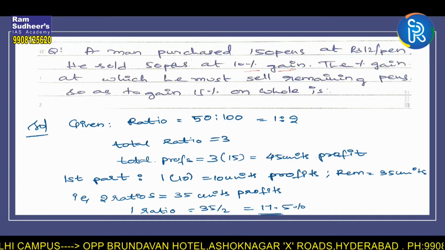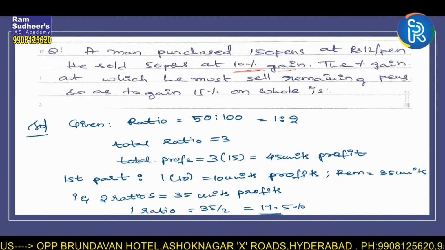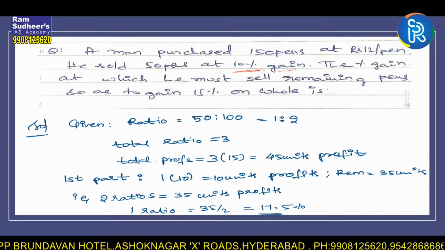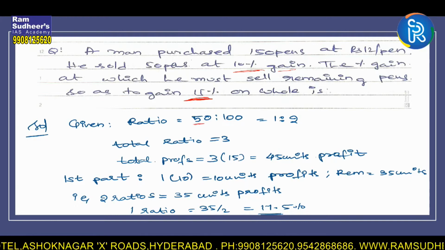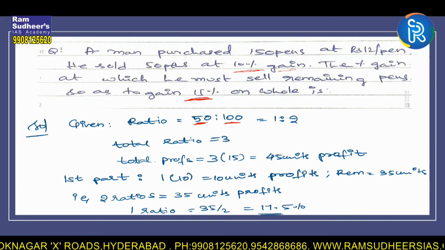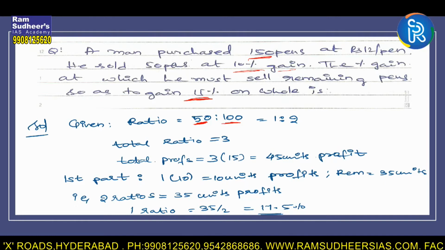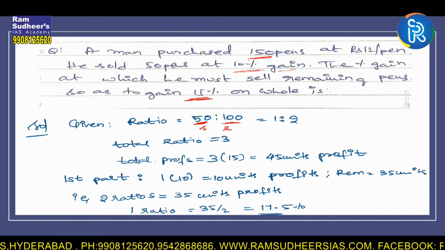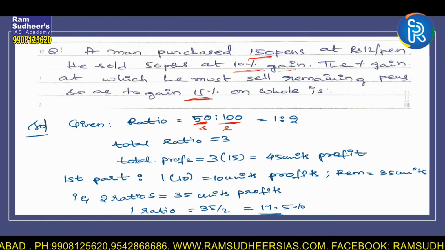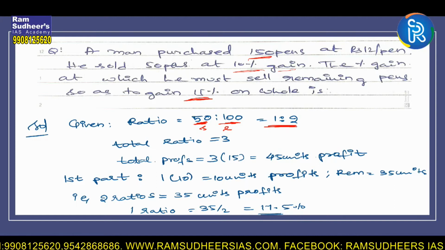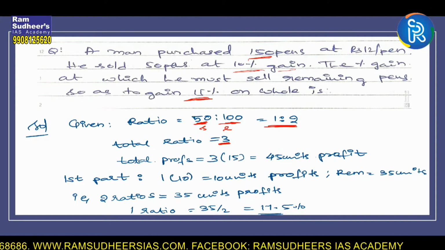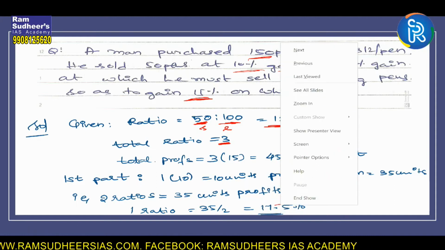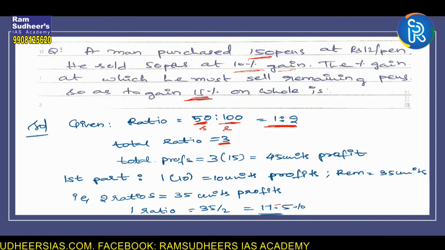Now, he sold 50 pens at 10% gain, and the remaining 100 should be sold at what percentage profit, so as to yield him 15% profit on the whole. Now 50 pens are sold and the remaining are 100 pens, because the total is 150. On taking the ratios, it would be 1 to 2. On summing the ratios, it would be a total of 3 ratios, and he has asked for 15% as the overall profit.